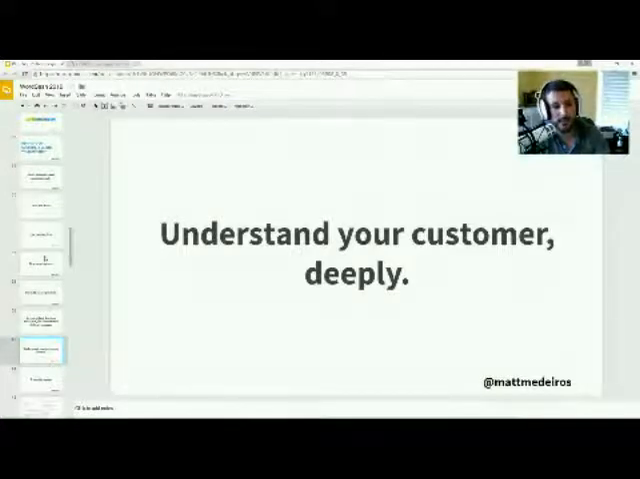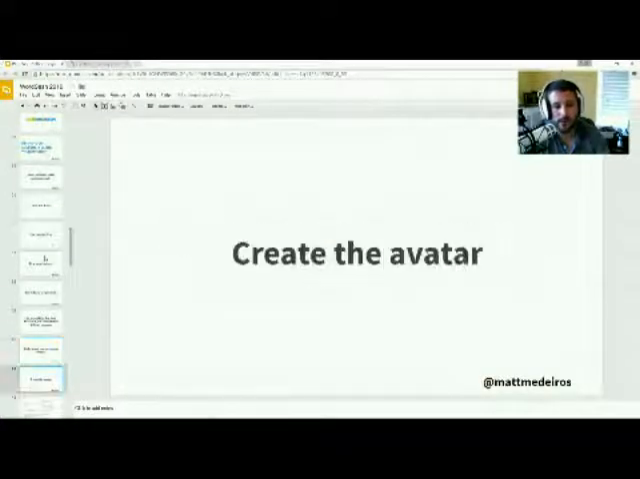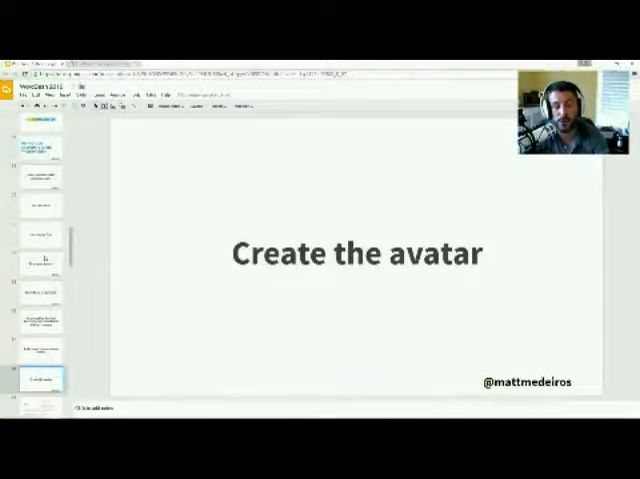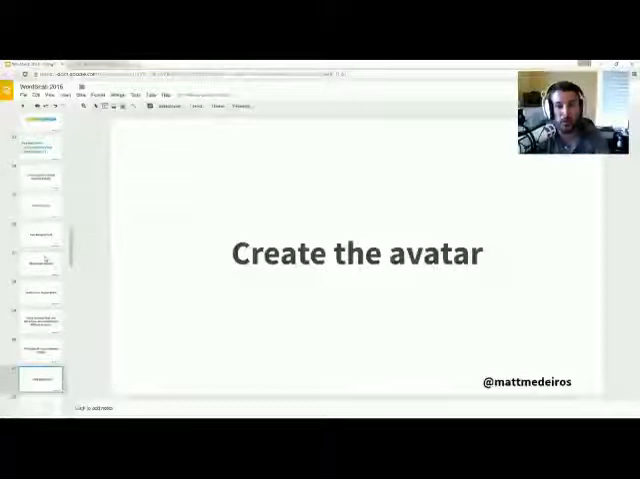Understand your customer deeply, right? Create the avatar. This is the groundwork for your product. If you don't understand what you're solving for your customer, or you don't understand your customer, you're not going to be able to solve their problems.